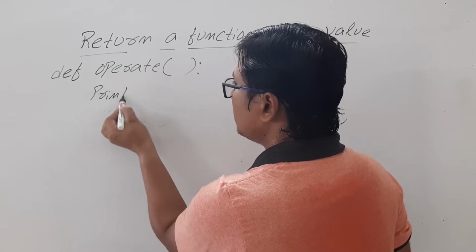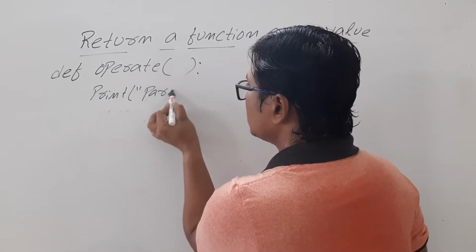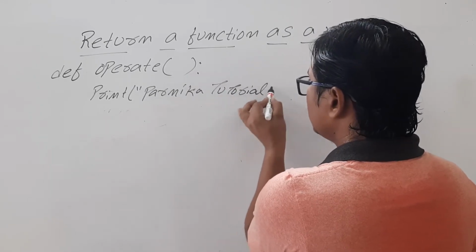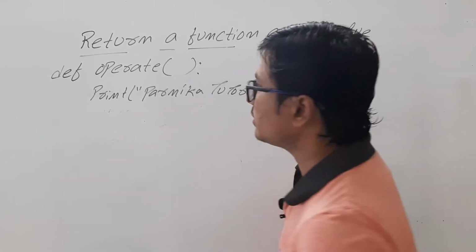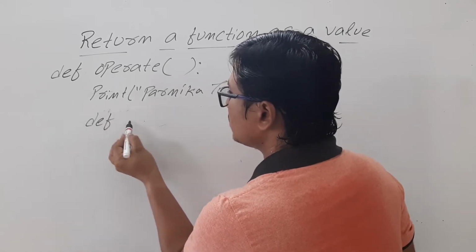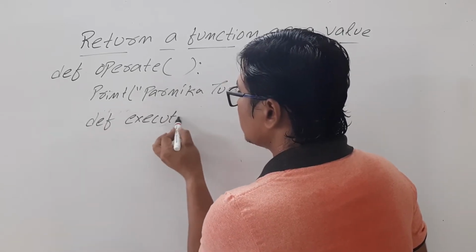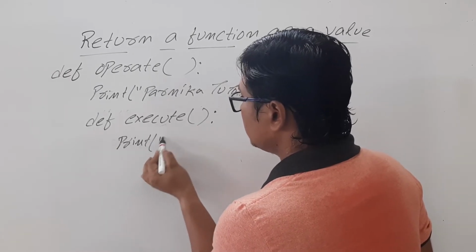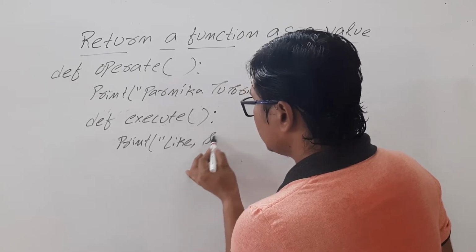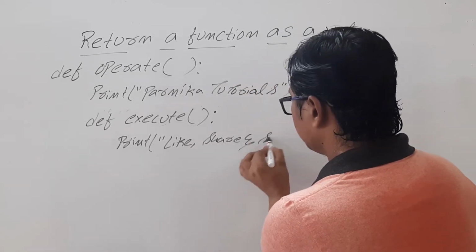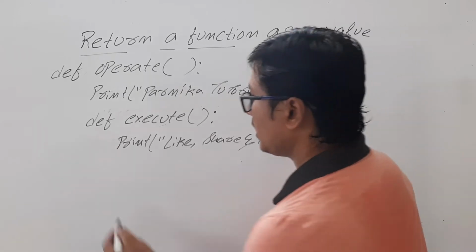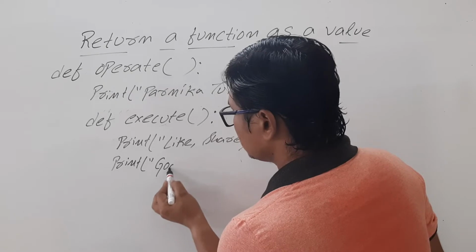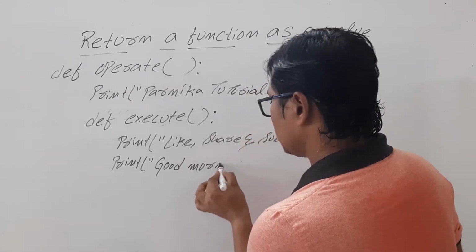So print Parnika tutorials, and then I want to define another function called execute, and inside this function I am writing some print statements: like, share and subscribe, and I am writing print good morning, have a nice day.